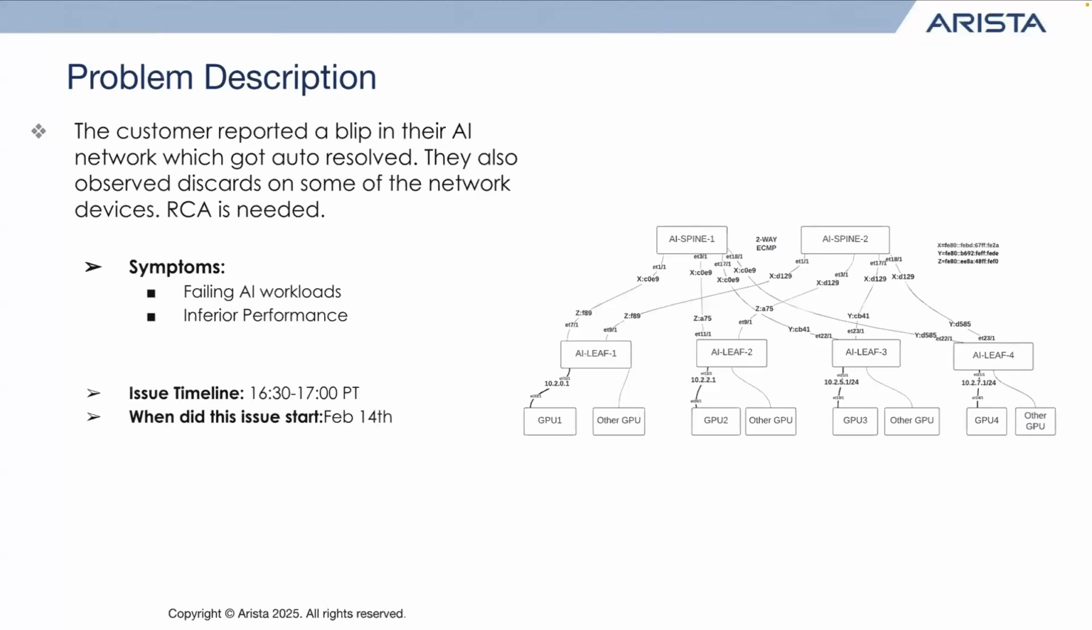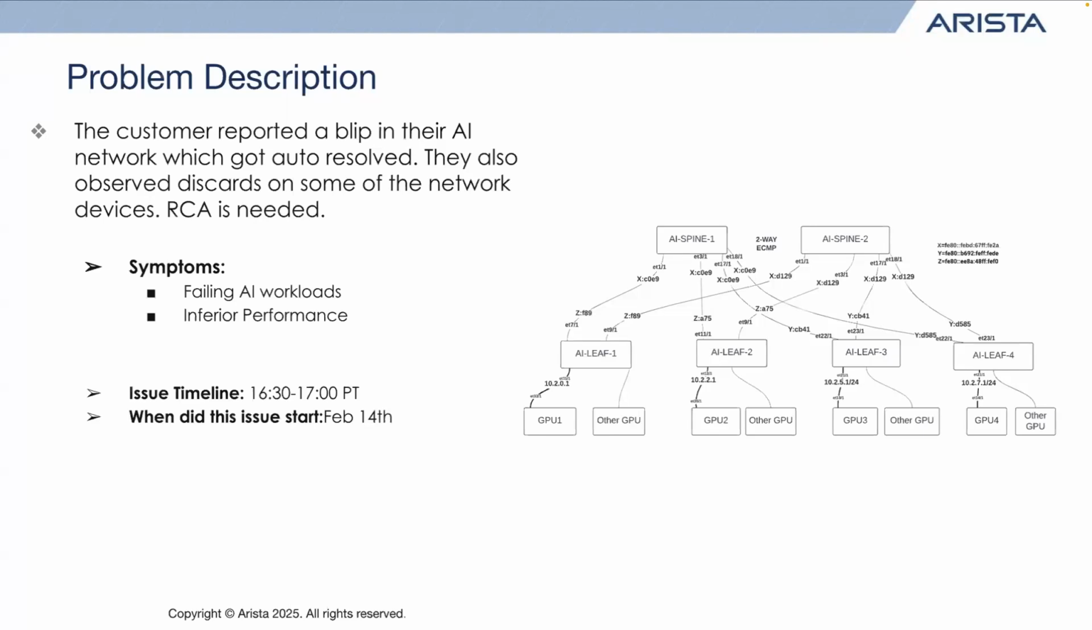Now, the customer reported a blip in their AI network, which got auto-resolved. Along with that, they had also gotten some alerts for packet drops in their network. And now they want us to perform a root cause analysis of this event.